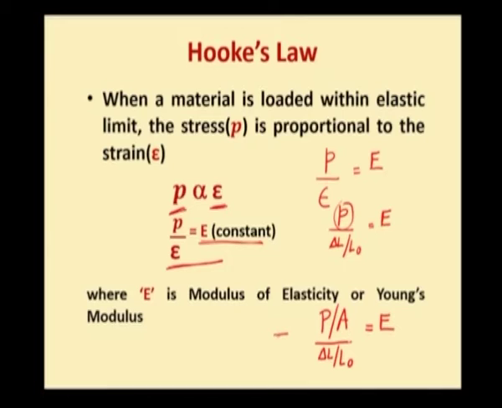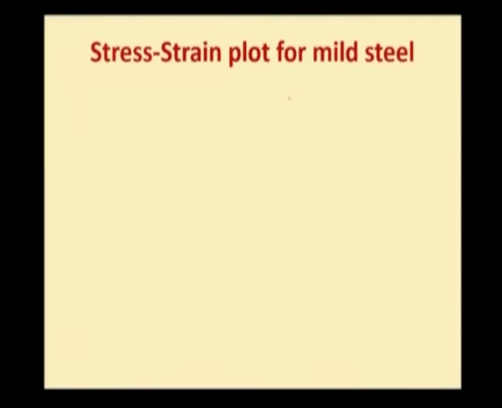From this, if we want to calculate the deformation delta L, delta L will be P into L naught divided by A into capital E, where P is the applied force, L naught is the original length of the specimen, A is the cross section area of the specimen, and capital E is the modulus of elasticity of the given material. Mostly, we will be using this equation for calculating deformation in an elastic material. Now, we shall see the stress strain plot for a mild steel.